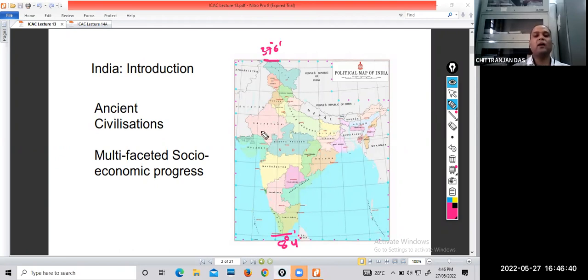So 8°4' and 37°6'. What is the longitudinal extent? When I say 8°4' and 37°6', I use north, and here also I use north. Even if you take Andaman and Nicobar, it will go to around 6°. So it is 8° and 37°. I am writing degree north. Why am I writing degree north? Can somebody tell me? Why am I using this symbol N for north? What is the reason?